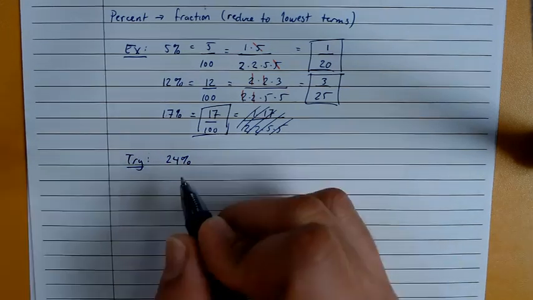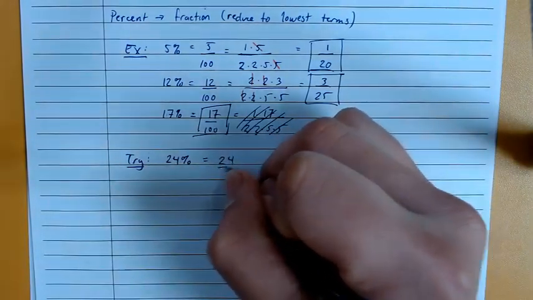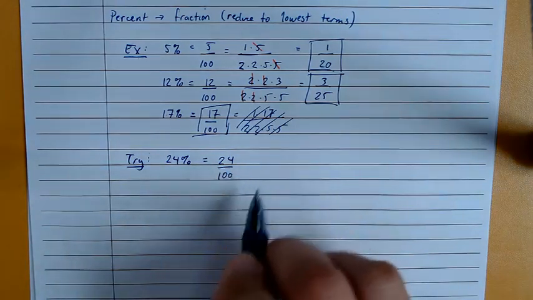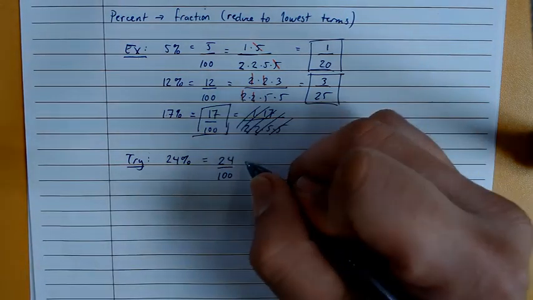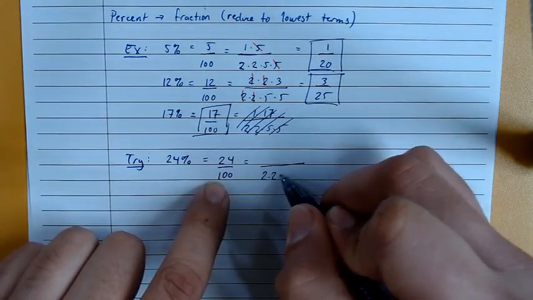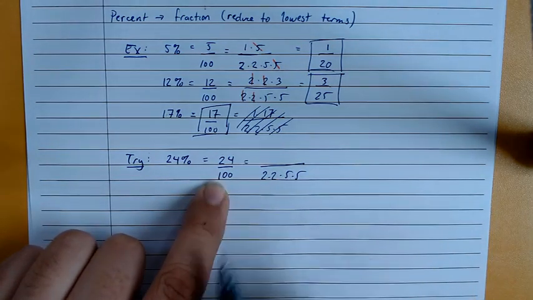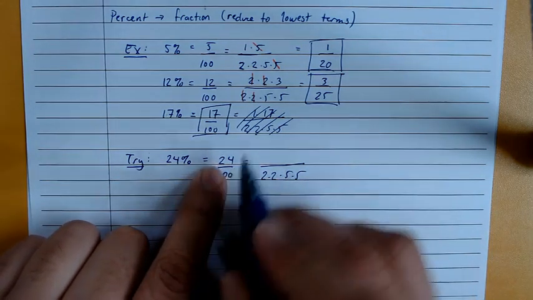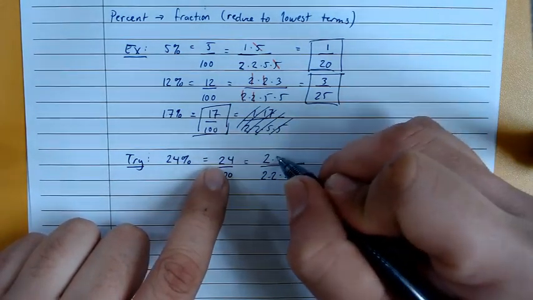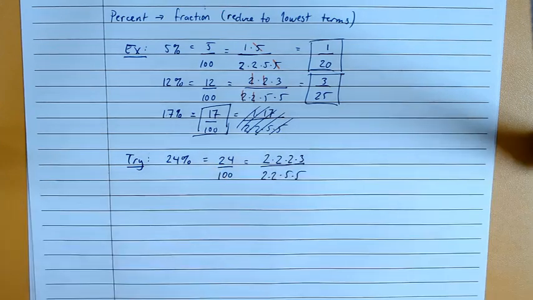All right, so let's give this one a try. 24%, that's equal to 24 over 100. Now, if you already can see what the right number to divide by is, just go ahead and do that and you're done. But if not, well, let's see. 100 is 2 times 2 times 5 and 5. All right, that's 25 times 2 is 50 times 2 more is 100. 24 is 2 times 12. Well, yeah, but 12 is 2 times 6. Now, 6 is 2 times 3.